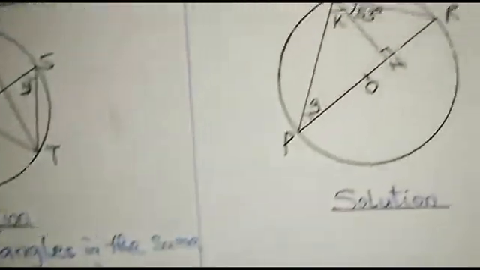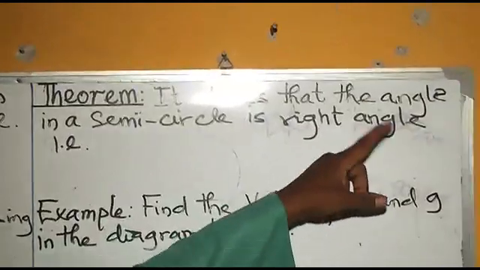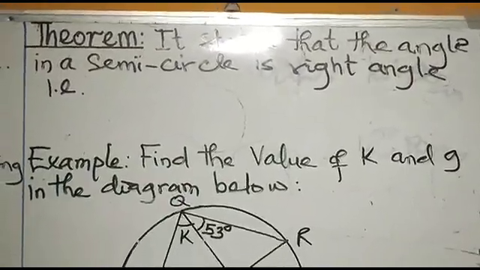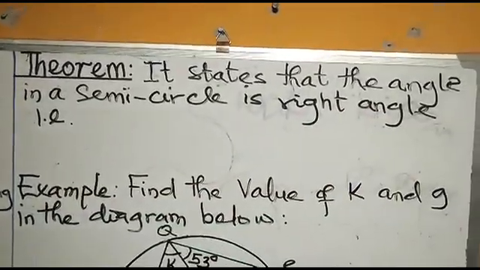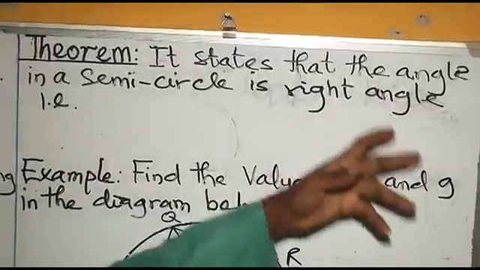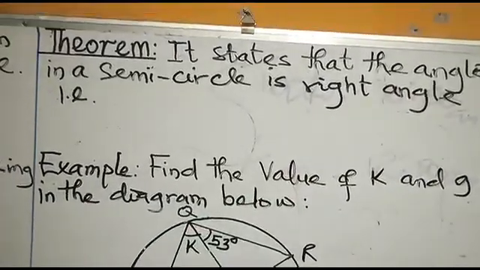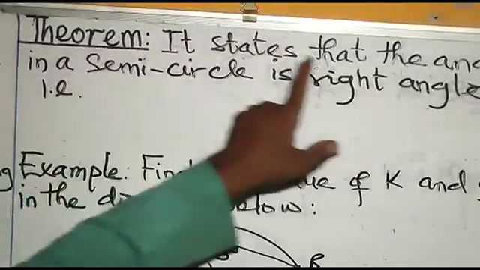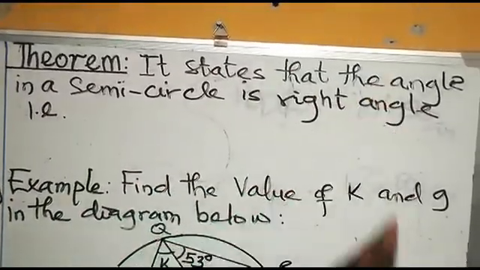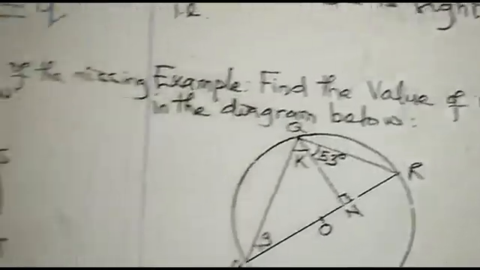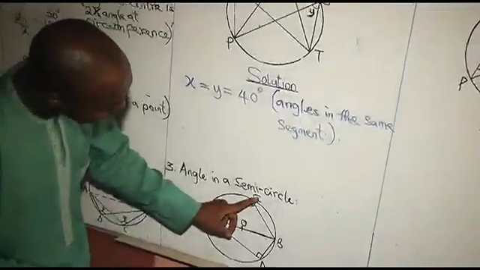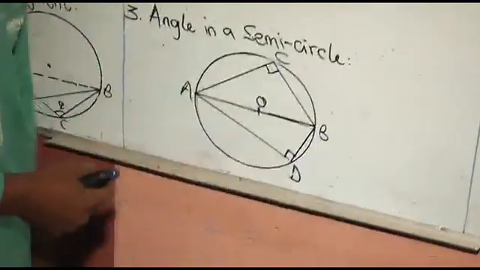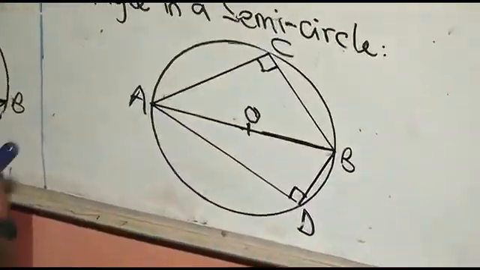Now, the theorem states that the angle in a semicircle is a right angle. You can still recall what a right angle is. An angle of 90 degrees. So when we say angle in a semicircle is a right angle, we mean the angle in a semicircle is 90 degrees. So, looking at the diagram, angle ACB and angle ADB are the angles in a semicircle.